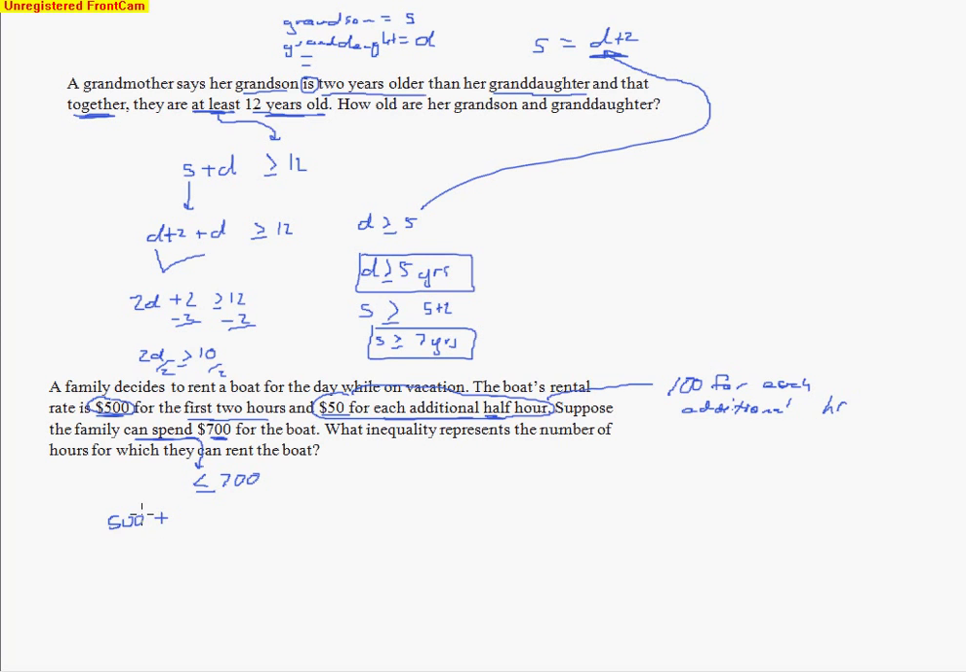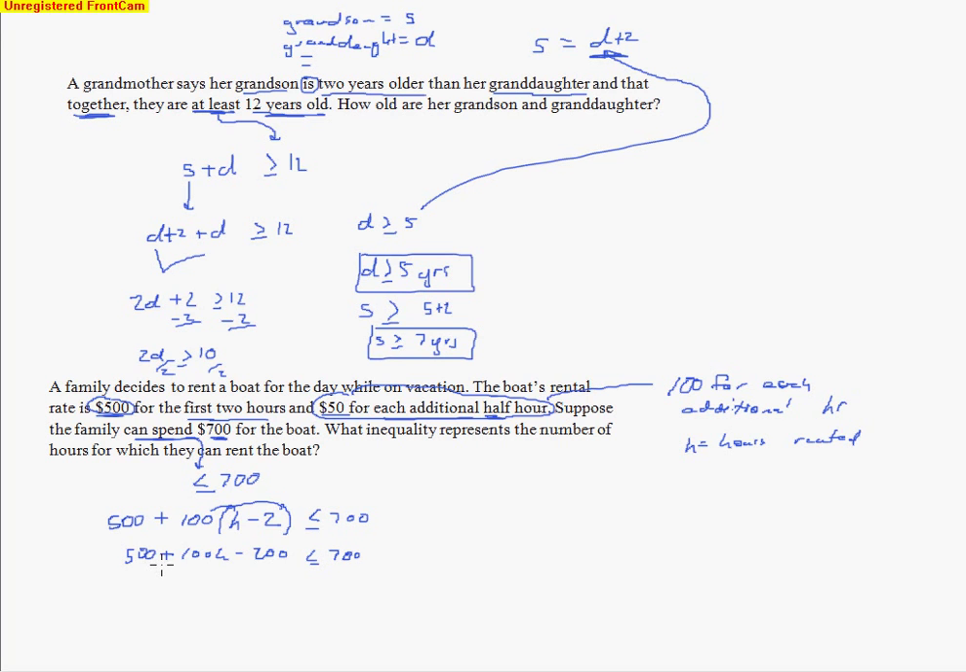So we're going to add on. So we got the $500 for the first 2 hours, and then $100 for each additional hour. And since we've already used 2 hours, I'm going to say H minus 2, because those 2 hours have already been consumed with that $500. So H equals hours rented. And so now we're going to go ahead and write that less than or equal to 700. So I use that distributive property. I've got 500 plus 100H minus 200 is less than or equal to 700.